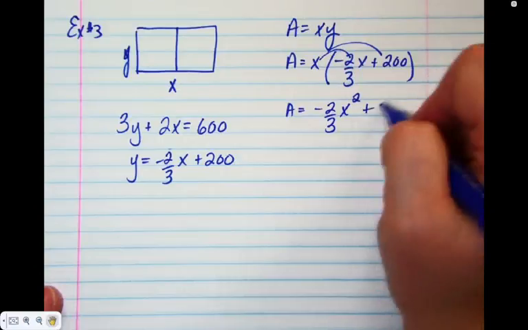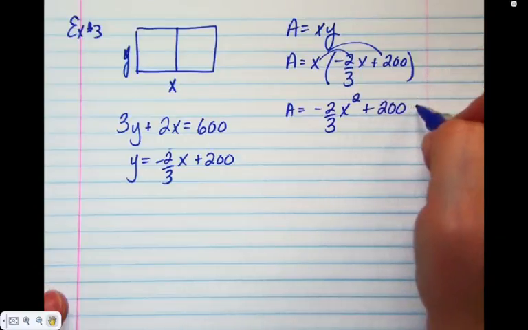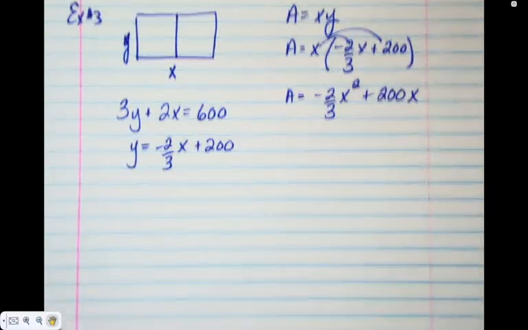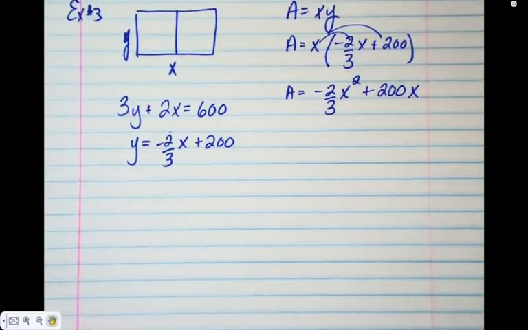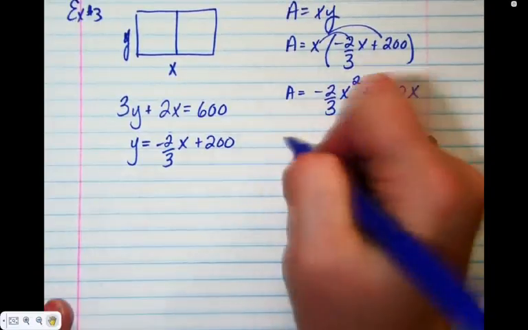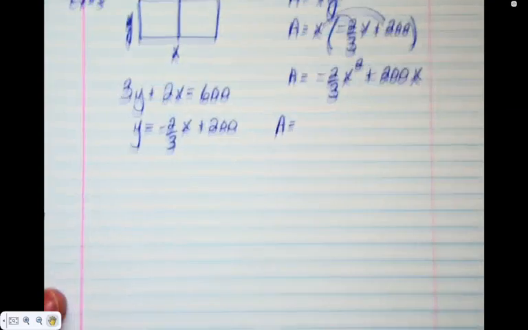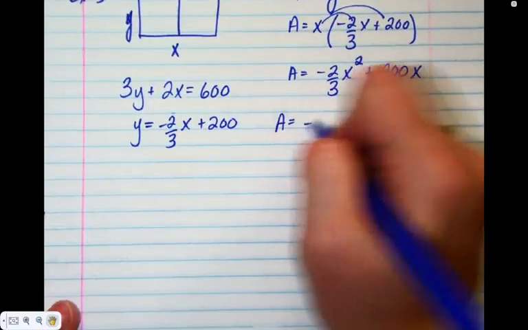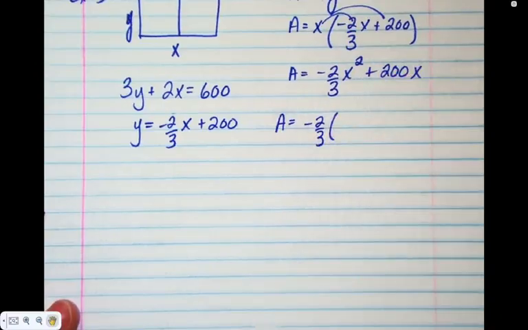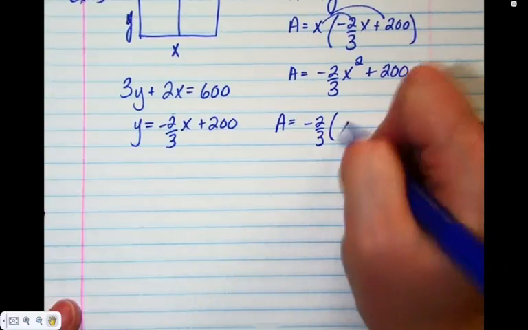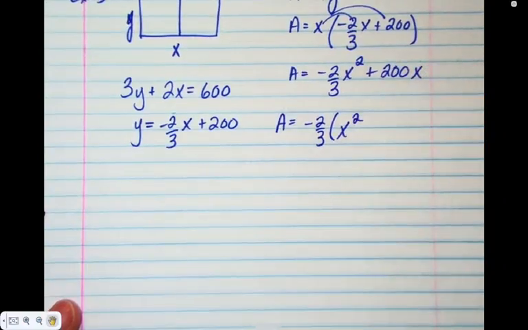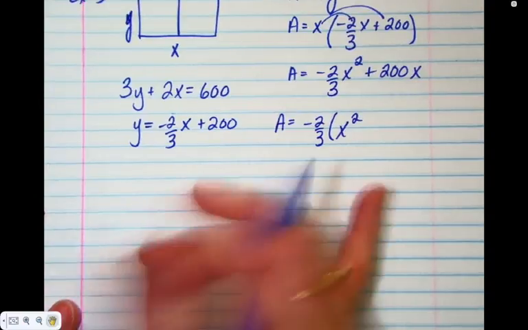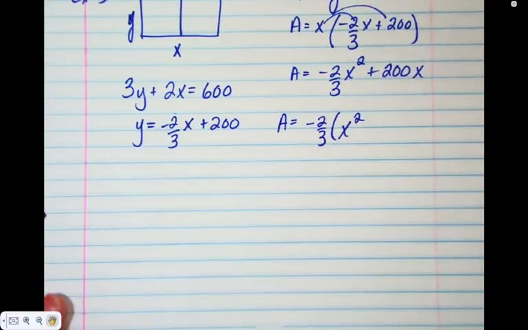Let's do it again. What would you like to do next? This is where you complete the square. Walk me through completing the square. Factor the negative 2/3 out first. Use your calc if you need to. If not, write it out so your brain sees what you're doing.